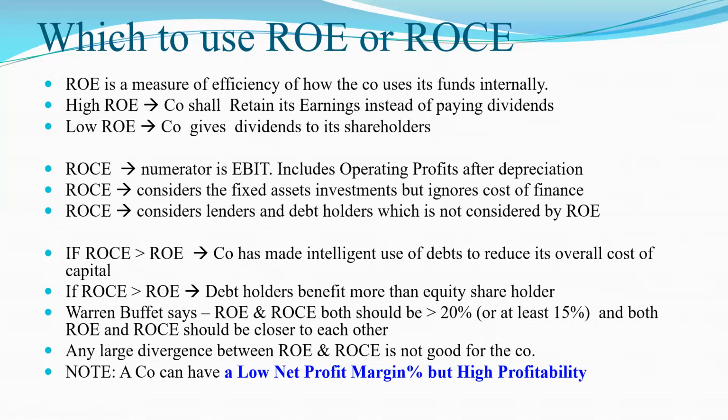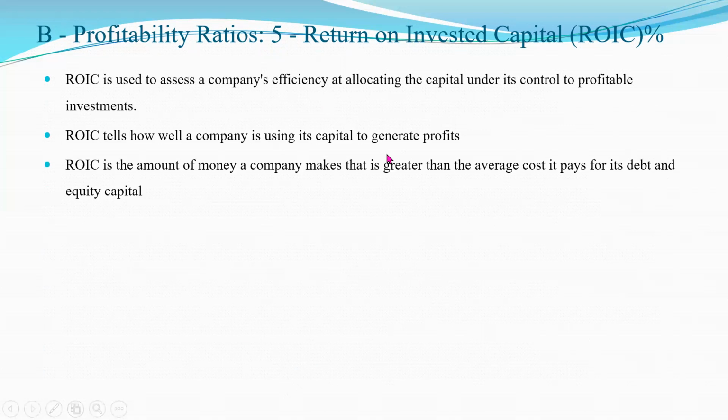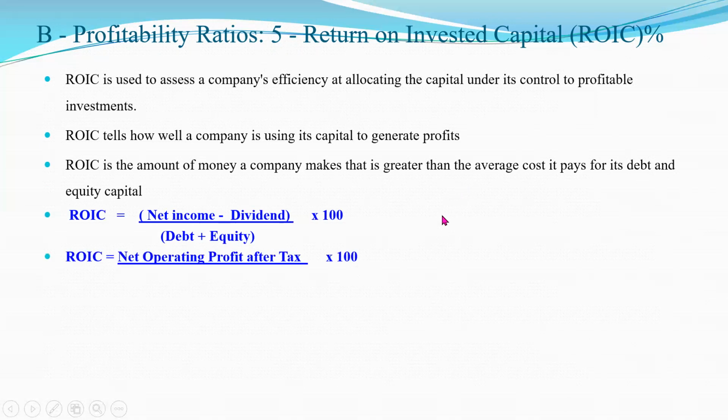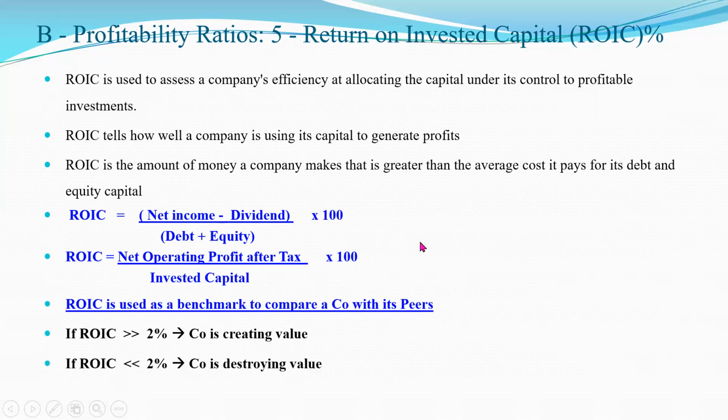A company can have a low net profit margin but high profitability. That is a possibility because of this ROE and ROCE. Then we have something called ROIC. We look at the invested capital. If the company invests and makes money greater than the average cost, then that company is doing better. So ROIC is used as a benchmark when we compare with peers. If ROIC is greater than WACC, the company is creating value. If it is less, there is a problem with the company. Value is getting destroyed.